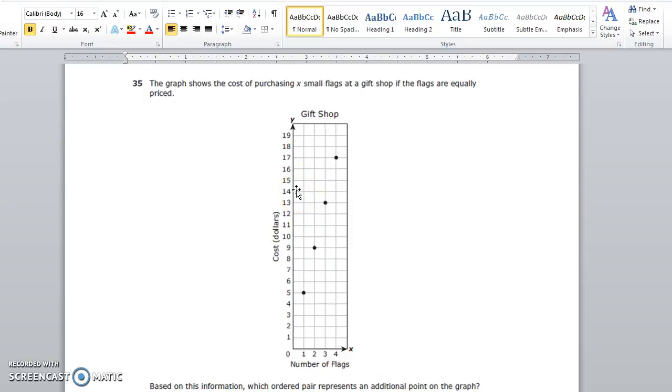Okay, so I'm looking at number of flags. So if I purchase one flag, the y-axis is cost. So one flag costs me $5. Two flags cost me $9. Three flags cost me $13. Four flags cost me $17.